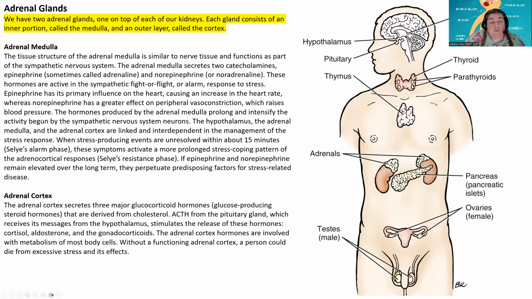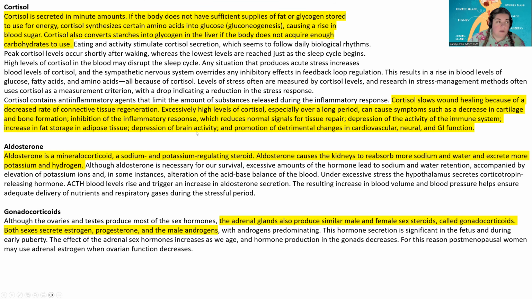Adrenal glands. We have two adrenal glands, one on top of each of our kidneys, and each gland consists of an inner portion called the medulla and an outer layer called the cortex. Look at them. They're like little brain caps on top of the kidneys. They secrete cortisol, aldosterone, and gonadotropins.